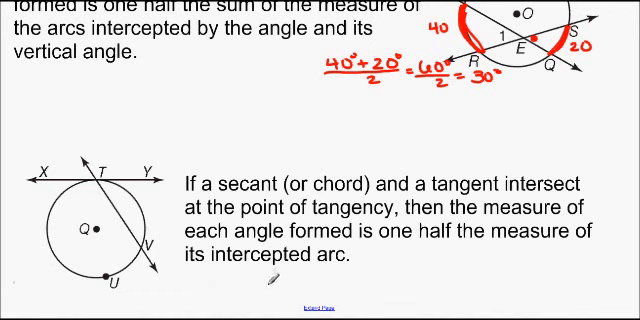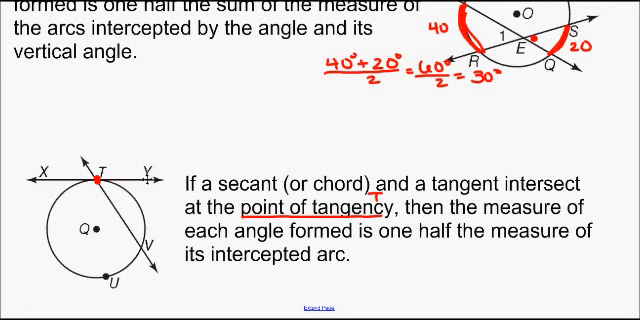Here you see if a secant or a chord and a tangent intersect at the point of tangency. So right here we have secant TV and tangent XY. Our point of tangency is point T. So this is T. Then the measure of each angle formed is 1/2 the measure of its intercepted arc.